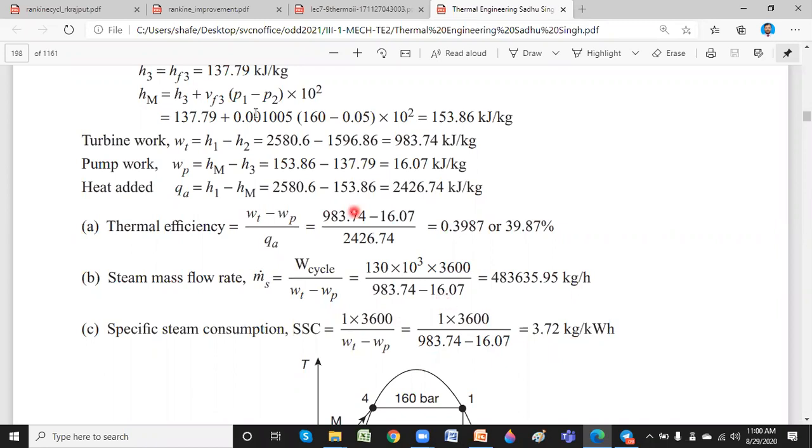Okay, so from this problem, what are the new things I have learned? How to find out steam mass flow rate given the total work done. Next, how to find out specific steam consumption, that is 1 by Wt minus Wp. So it's the reverse of your network. It's called specific steam consumption. Okay, so hope you understood the problem, right? Similar problems we will take maybe in the coming classes, and definitely you will enjoy the subject.